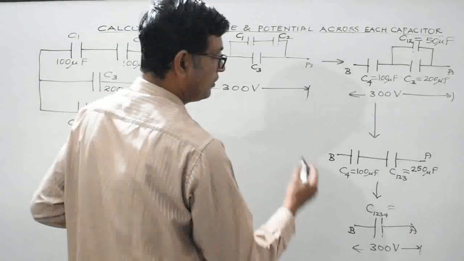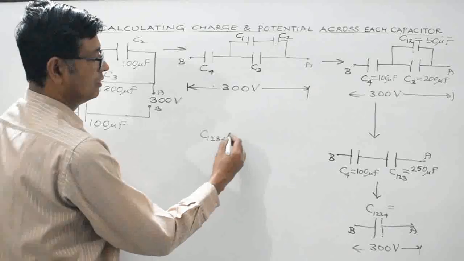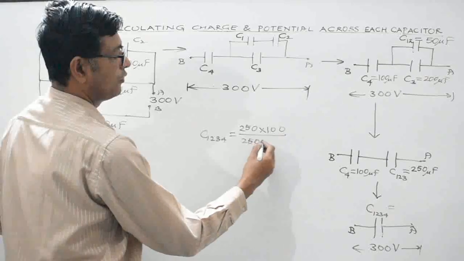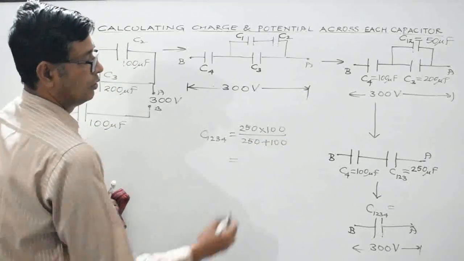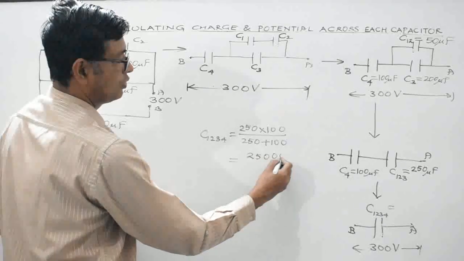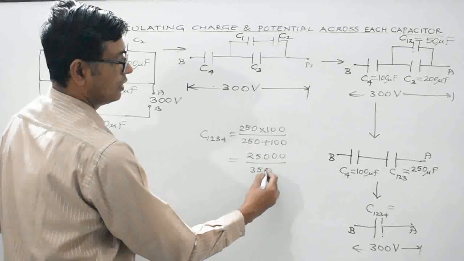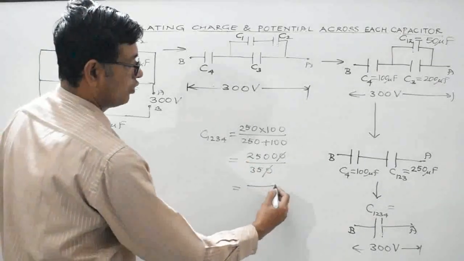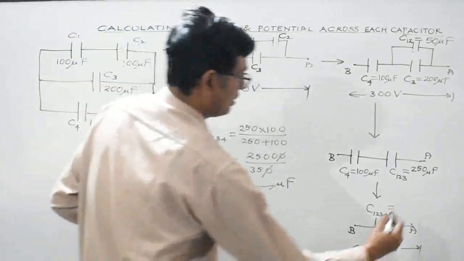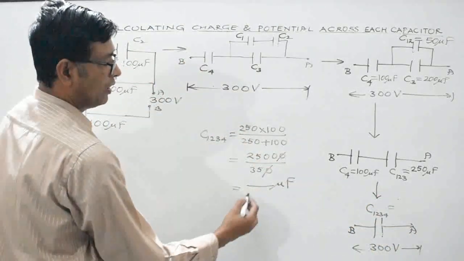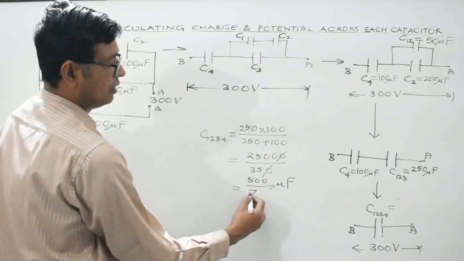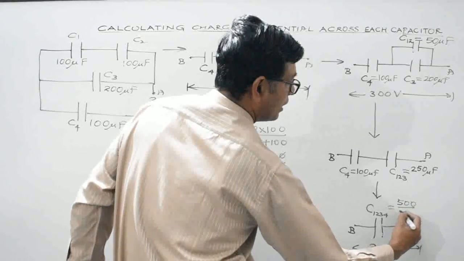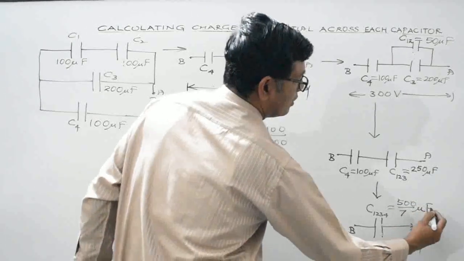They are in series, so what will be the formula? I'm doing it over here. It will be 250 into 100 divided by 250 plus 100. So 25000 divided by 350. This and this get cancelled. You can easily solve it. This will be in microfarad, right? If you simplify, it will be 500 divided by 7, isn't it? So it is 500 by 7 microfarad.